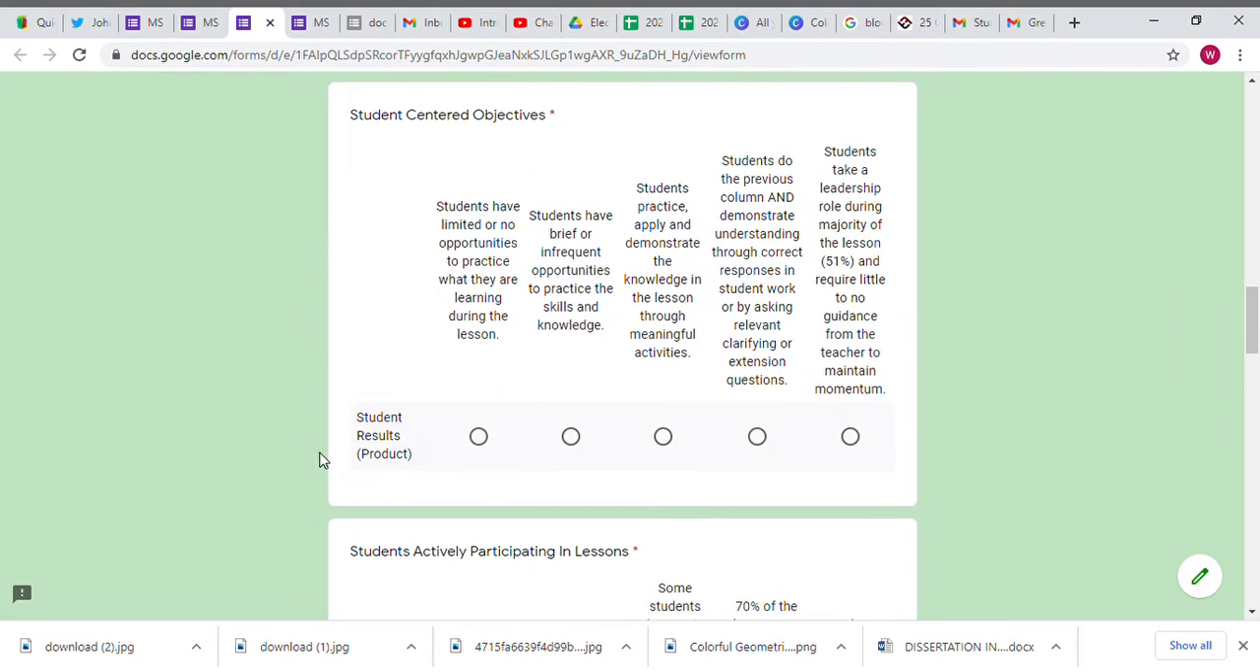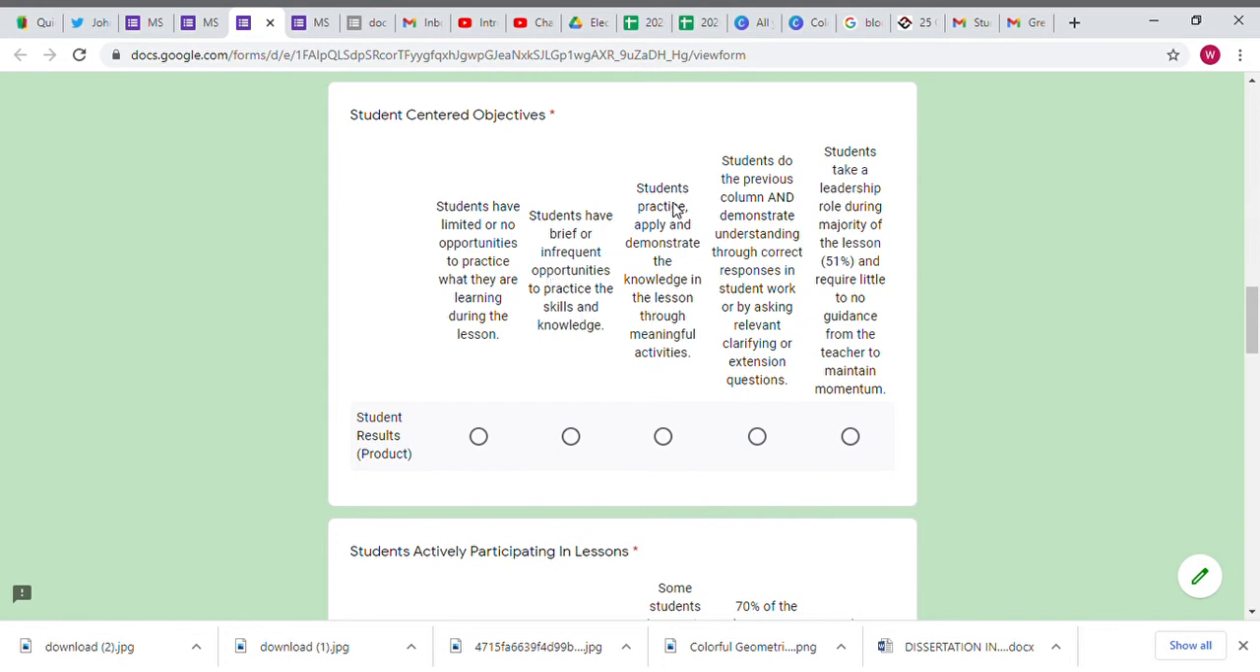Your last question regarding student-centered objectives is the student's results, the product. And here it says students have limited or no opportunities to practice what they're learning during the lesson. The next one is students have brief or infrequent opportunities to practice the skills and knowledge. I will also say here students is plural. So we also look at the opportunity of the students, not just one or two, that they're being able to have these skills and knowledge practice.